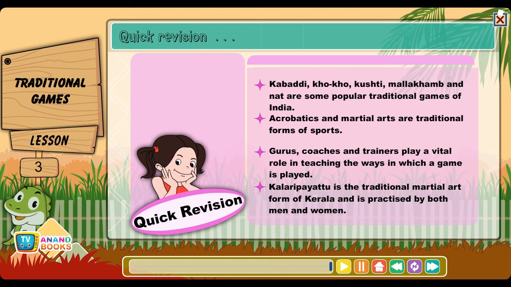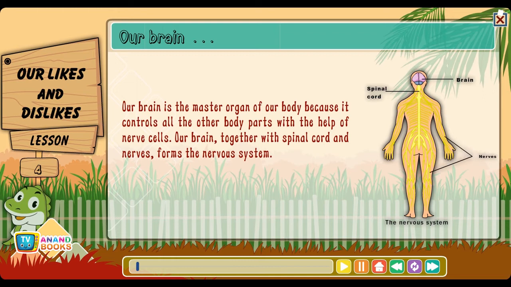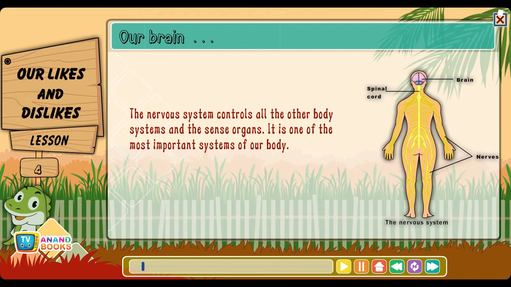Lesson 4. Our likes and dislikes. Our brain is the master organ of our body because it controls all the other body parts with the help of nerve cells. Our brain, together with spinal cord and nerves, forms the nervous system. The nervous system controls all the other body systems and the sense organs.